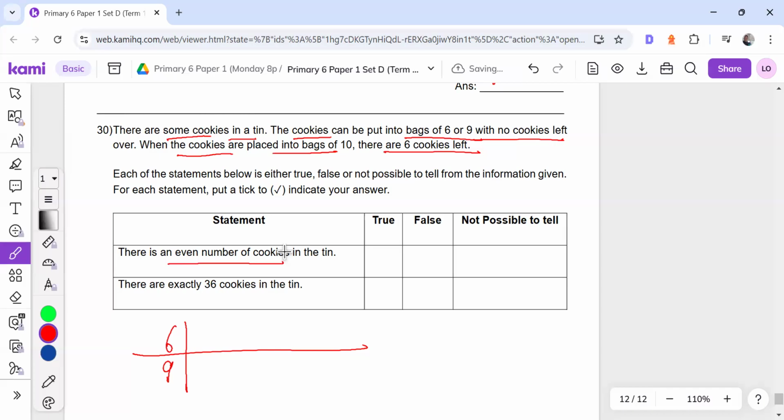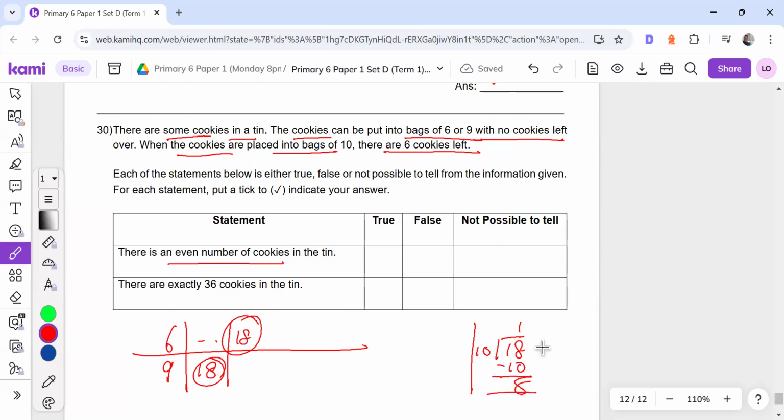Okay, let's prove. So you will have to write your multiples. Look at the bigger number, 18. Can 18 divide by 6? Yes. So 18 is your common multiple. Then you take 18, so maybe there are 18 cookies. 18 divided by 10, I get remainder 8. 8 cookies left. But the question says there are 6 cookies left. And then you immediately put down false. If you do that, that's wrong because you never continue to test.